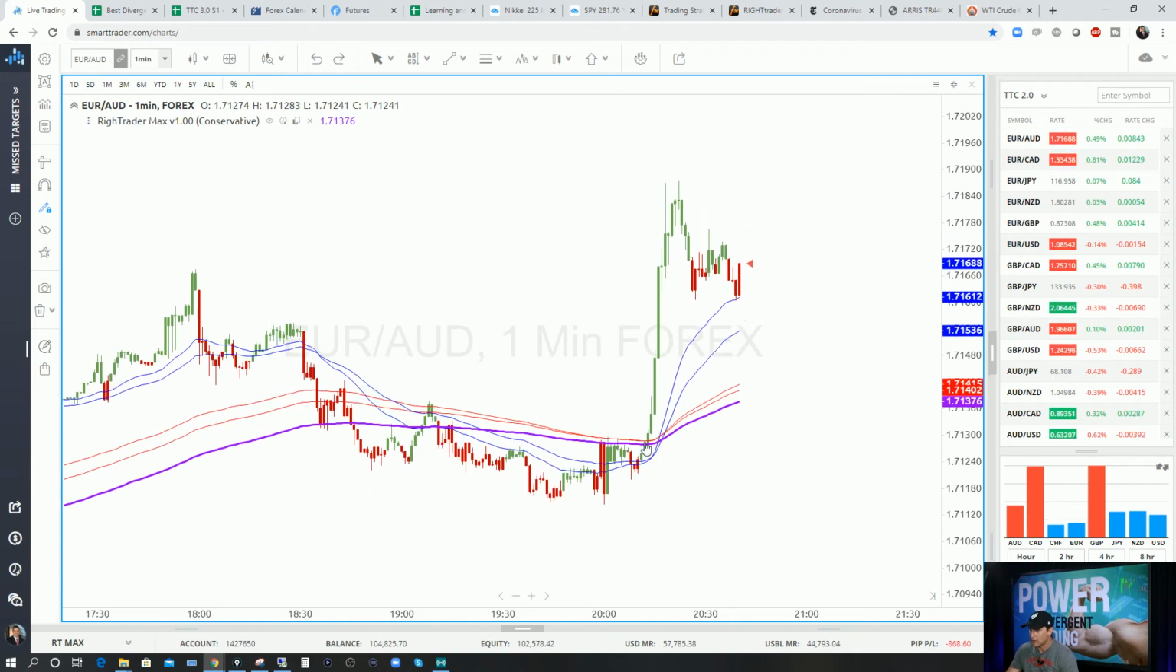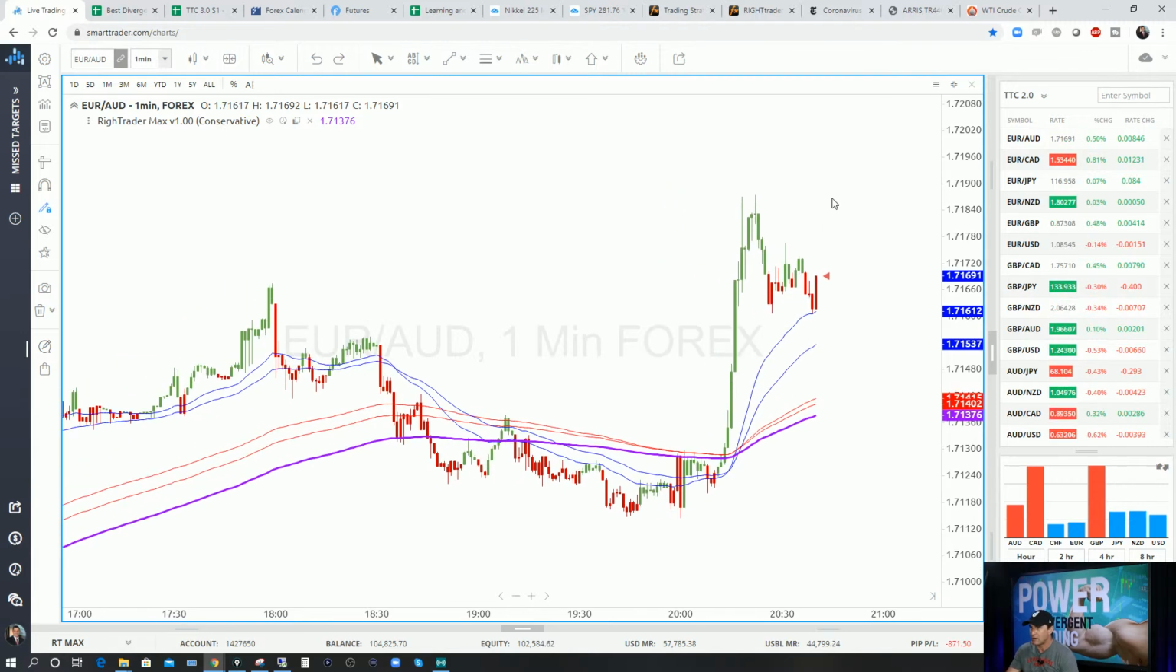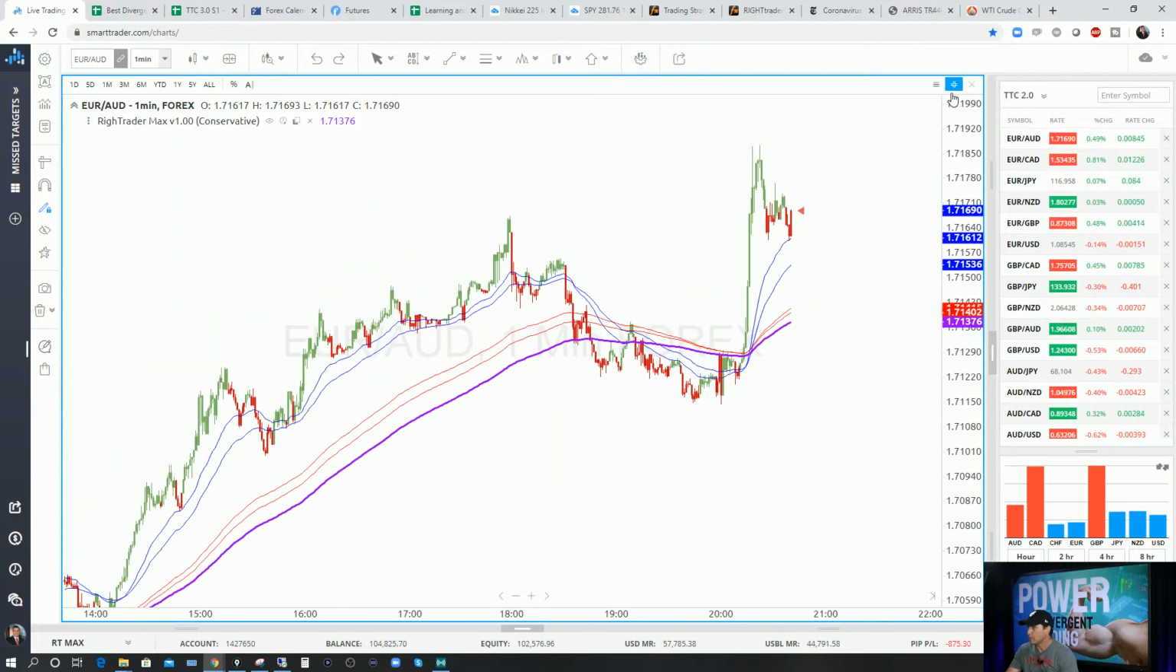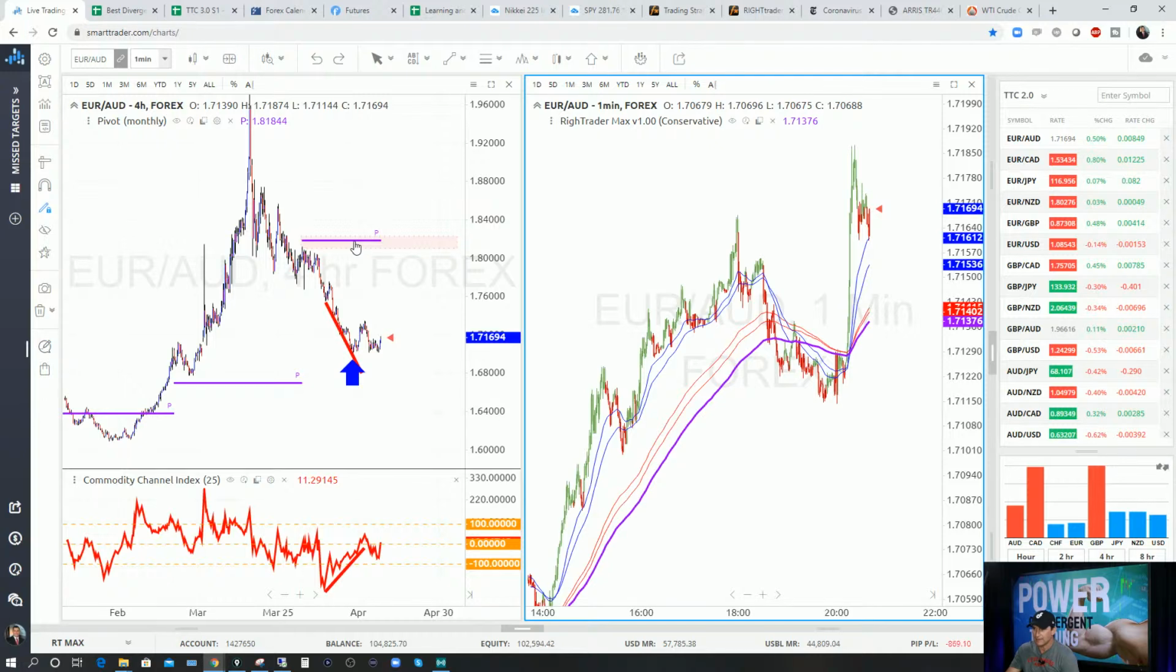You can see right here we've already gone ahead and traded above the main channel right here. We got the red and the blue channel, and as price trades above the red channel, we're bullish currently right now on Euro Aussie. So on Euro Aussie, on the 1 minute time frame we're bullish, and we're chasing after that level there.